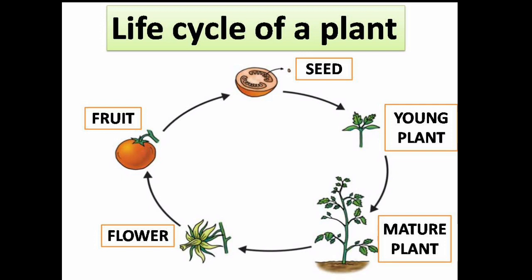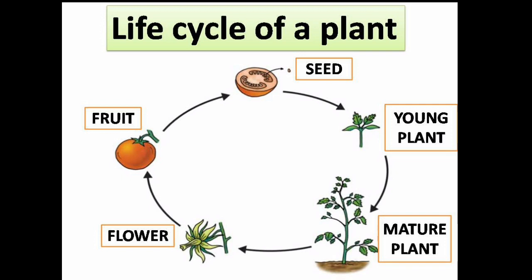Let us take an example of tomato to understand more about life cycle of a plant. The tomato seed turns into a young plant or plantlet. The young plant turns into a mature plant with proper root and shoot system. Mature plant produces flower and flower reproduces to form fruit.